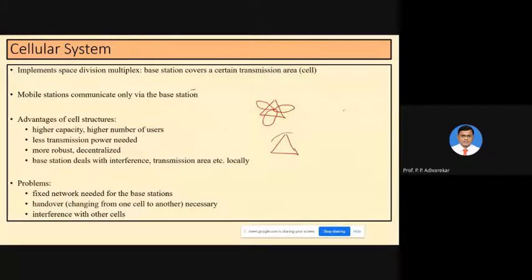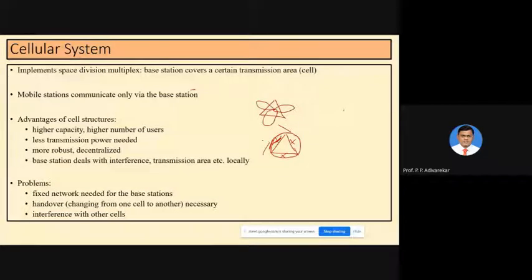If I draw the circle here, it will be like this, which will definitely not cover certain area, which will remain uncovered. So the triangular pattern is not desirable, as we can see with the diagram.